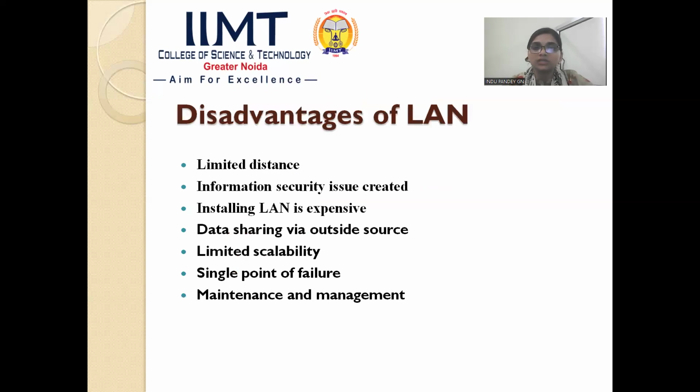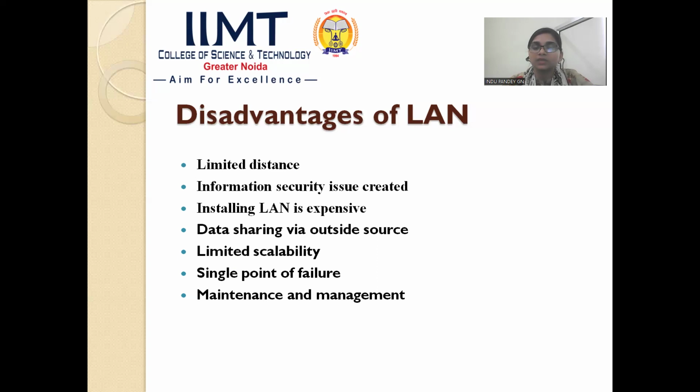Now we will discuss the disadvantages of LAN. First is limited distance. As we know, LAN covers a specific amount of distance. After that distance, we have to use another kind of network that will be efficient in dealing with such information. Second, information security issues. In a LAN network, there may be chances of network failure or third-party attack. So it is important that we maintain the secrecy, privacy, and security of the network.